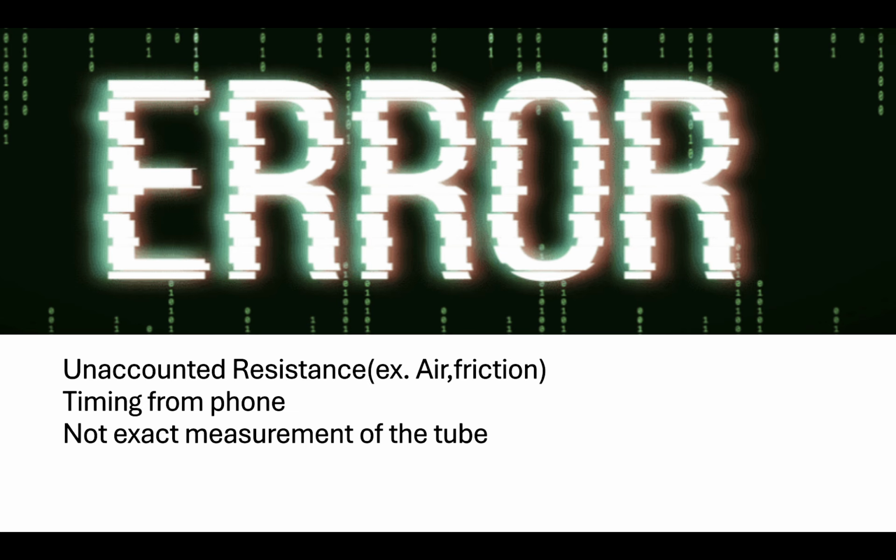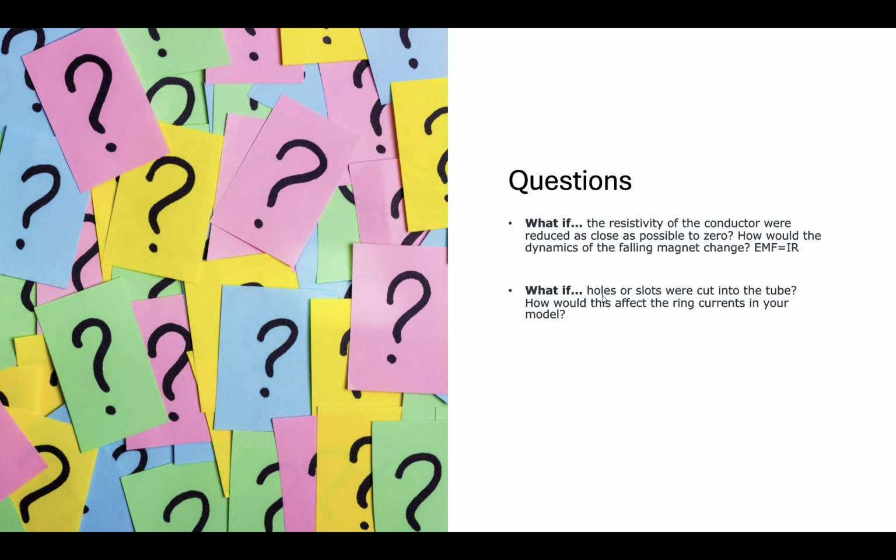What if the resistivity of the conductor were reduced as close as possible to 0? How would the dynamics of the falling magnet change? So basically we know EMF equals IR, which means I equals EMF over R. So if R is basically 0, the current goes to infinity, meaning the current is really strong upwards, basically saying the magnet's going to stop moving and just stay there, completely opposing gravity.